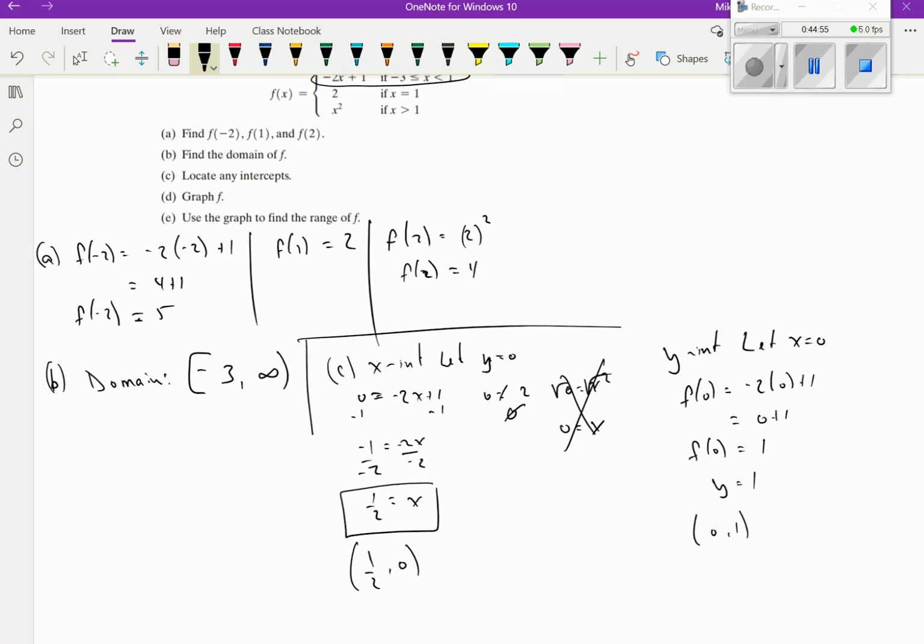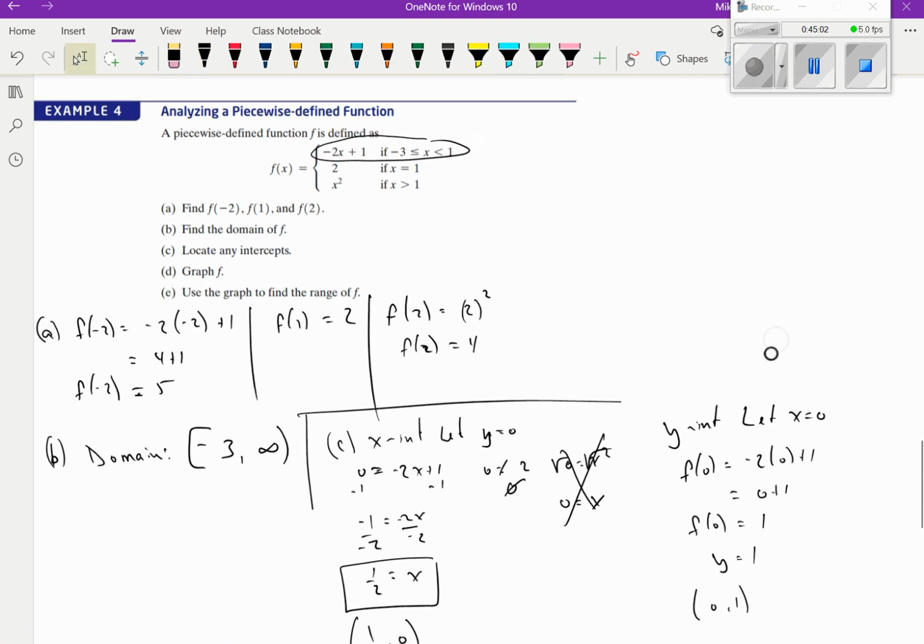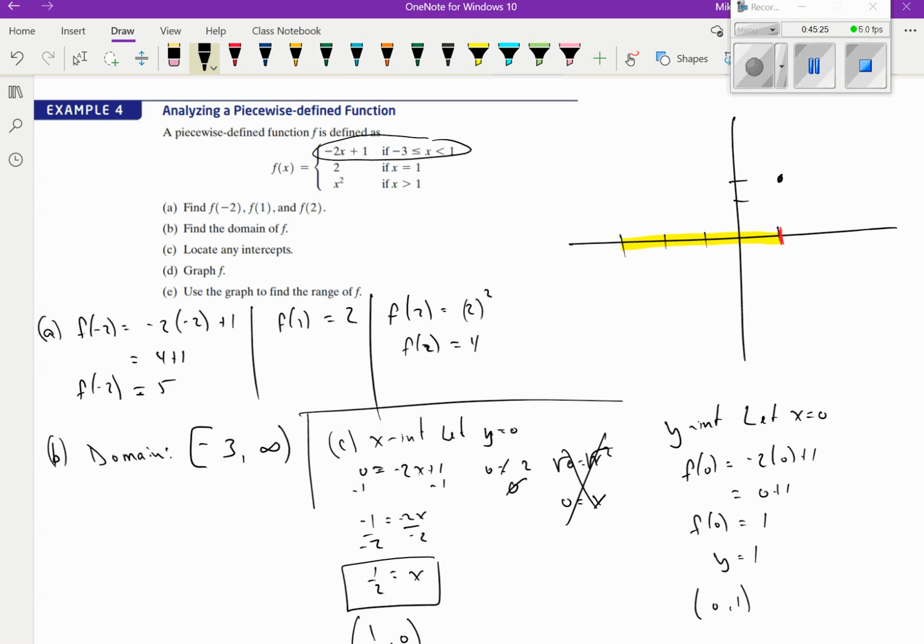So let's see, we found some different values. We found the domain, and we located the intercepts. Now let's go ahead and do the graph of the function. We've got three different regions here. We've got when we're between negative 3 and 1. So 1, 2, 3, 1. I'll highlight that, that's going to be one section of the graph. Then I've got at 1. At 1, I know that's going to equal 2. So I can plot that directly.